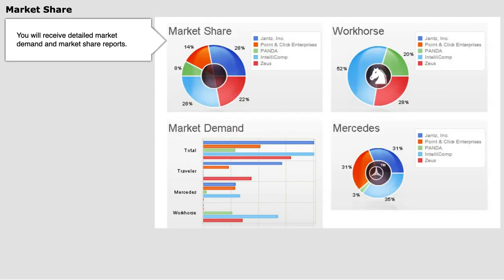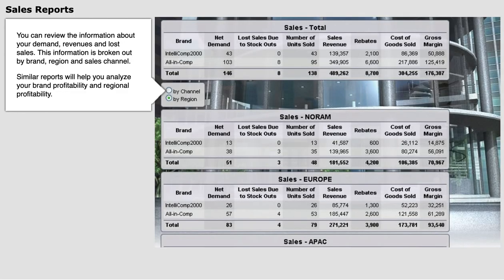You will receive detailed market demand and market share reports. You can review the information about your demand, revenues, and lost sales. This information is broken out by brand, region, and sales channel. Similar reports will help you analyze your brand profitability and regional profitability.